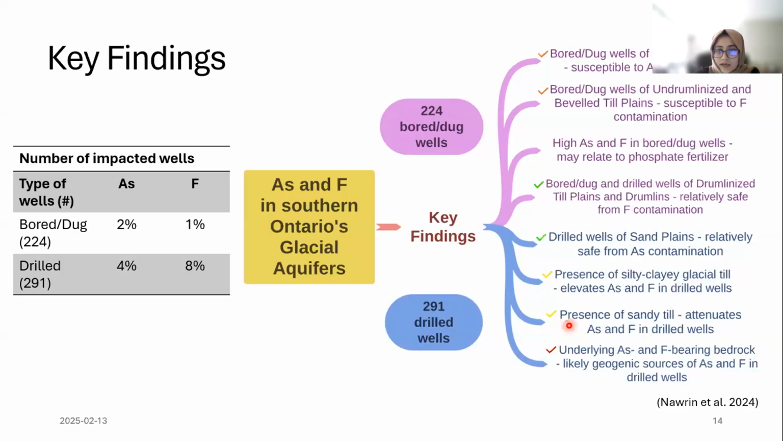Another finding was a likely association of high arsenic and fluoride in bored or dug wells of Beeville till plain and application of phosphate fertilizer, since arsenic and fluoride together are known components of phosphate fertilizer. However, this contamination was very limited to Beeville till plains, where the shallow layer of glaciolacustrine clay over the reworked till plain probably favored the retention of arsenic and fluoride contaminants that release from the agricultural lands.